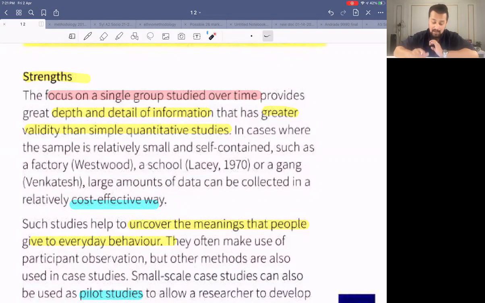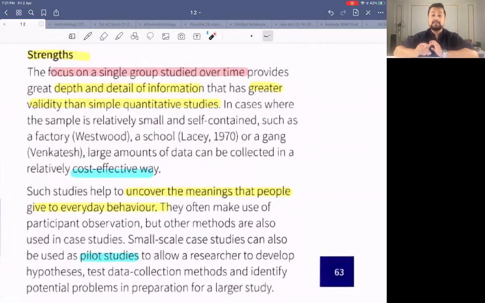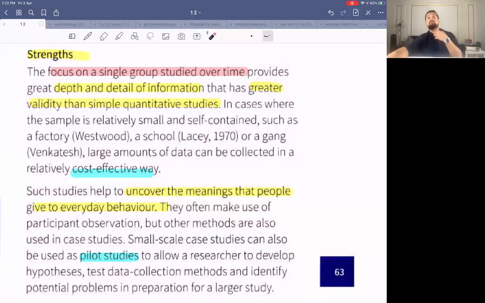Yes, sir. And taking it a step further, if we're using data collection techniques like participant observation, because you yourself are participating in the activities of the group that you're collecting data from, there are chances of you being able to uncover things that you probably would not have been able to otherwise, right? And in a situation like this, you're probably able to uncover the meanings that people give to everyday behavior, right? Why is it that someone is behaving in this particular manner?